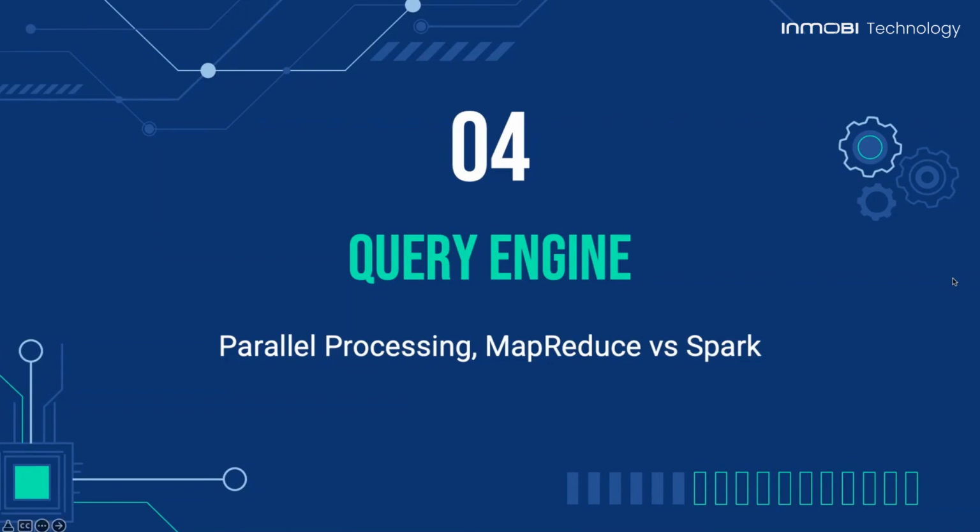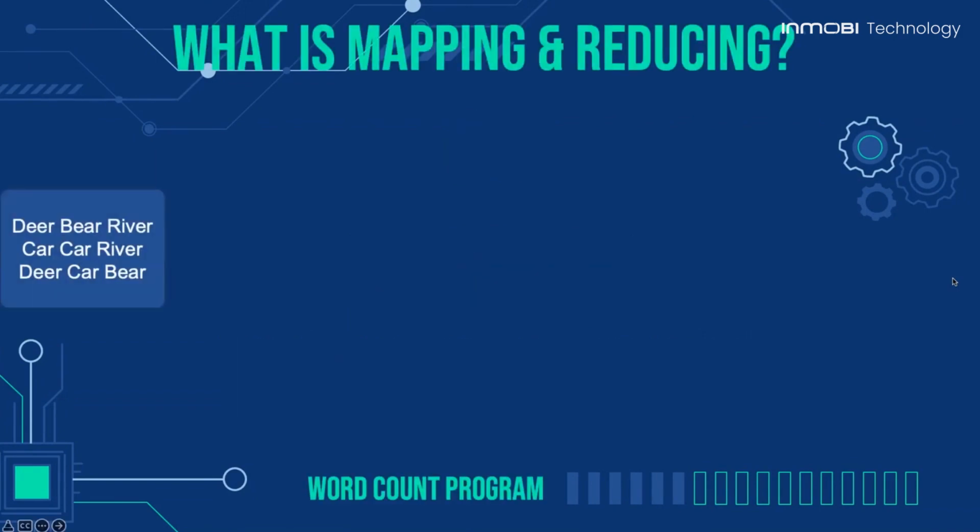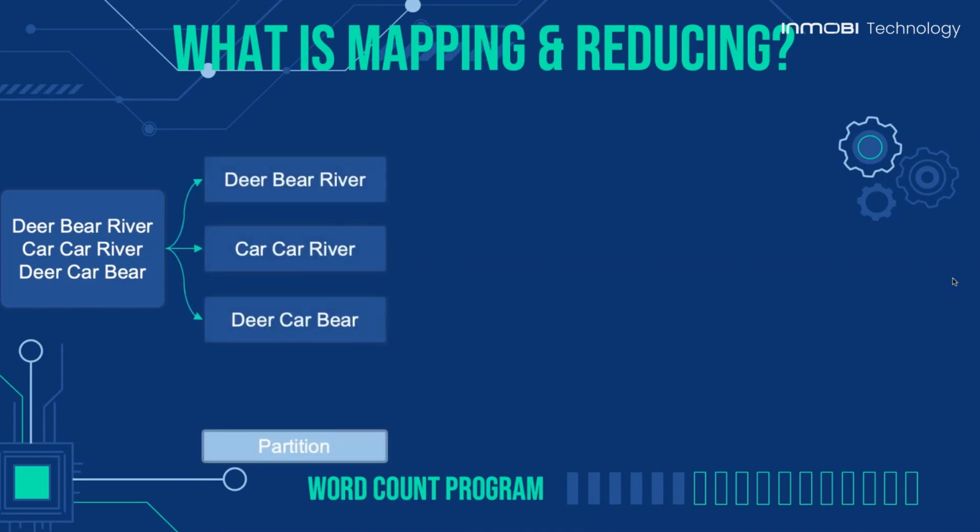So whether it's Spark or HDFS MapReduce, though the name is not there in Spark, it essentially does two tasks: the mapping and the reducing. So suppose this is a big file. Think of it as, suppose this particular text is there: deer, beer, river, car, river, deer, car, beer. So generally, when you put the data, you will divide it in a certain fashion.